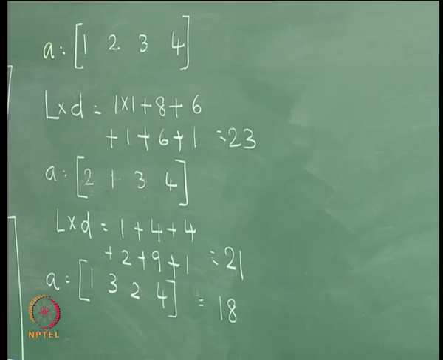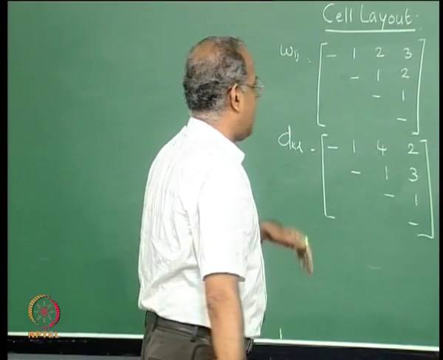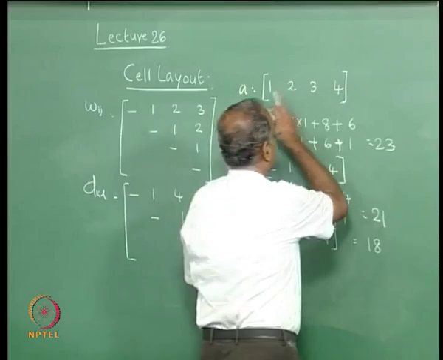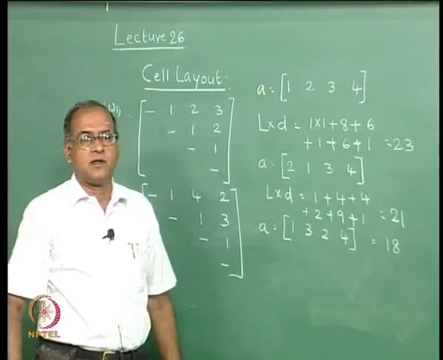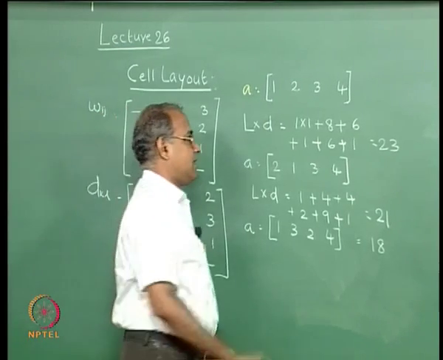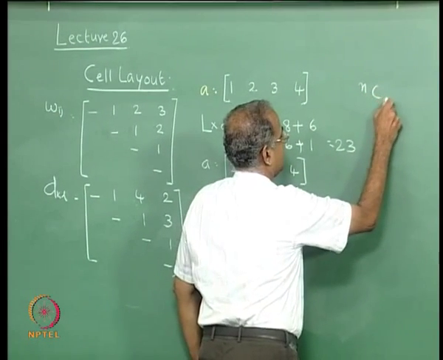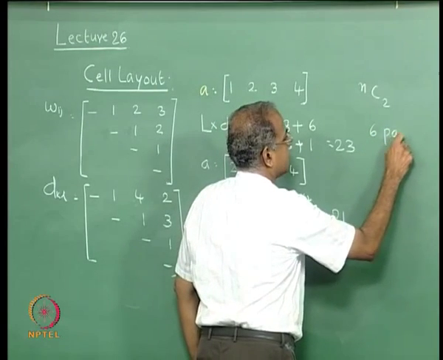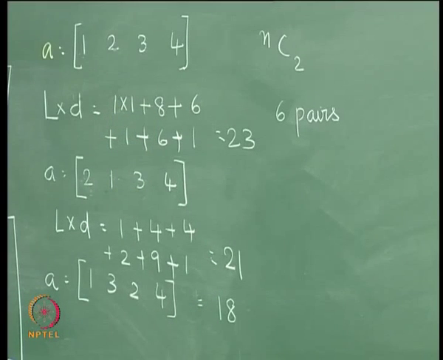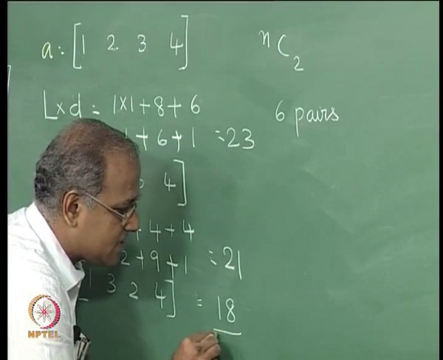A typical pairwise interchange algorithm, if there are n departments, will consider each pair. So there are nC2 pairs, and we can do all the nC2 pairs. In this case there will be 6 pairs, and we can get the best solution out of the 6 pairs. When we do this, we get a solution here with distance equal to 18.